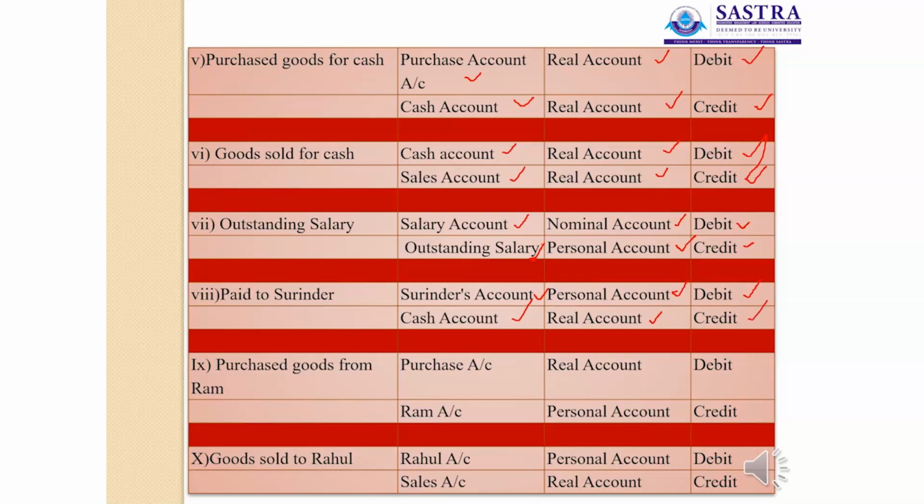Then next one is purchased goods from Ram. Here there are two accounts involved. One is purchase account and another one is Ram account. Purchase account is relating to real account. Ram account is relating to personal account. Here you have to apply the rule. Here purchase goods comes into the business, so that account will be debited. Here Ram account, that is the personal account, credit the giver. So here Ram account will be credited.